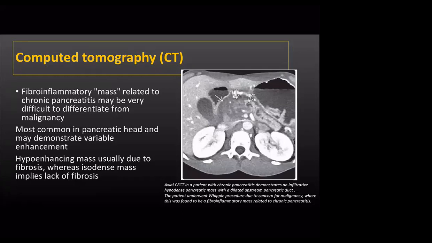Fibroinflammatory mass related to chronic pancreatitis may be very difficult to differentiate from malignancy. It occurs most commonly in the head and may demonstrate variable enhancement, which creates diagnostic difficulty. Hypoenhancing mass is usually due to fibrosis, while isodense mass implies the lack of fibrosis وتخلينا نشك إنه ممكن تكون malignancy, as shown here in this picture.